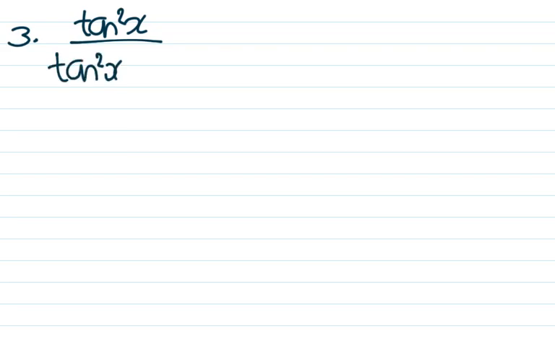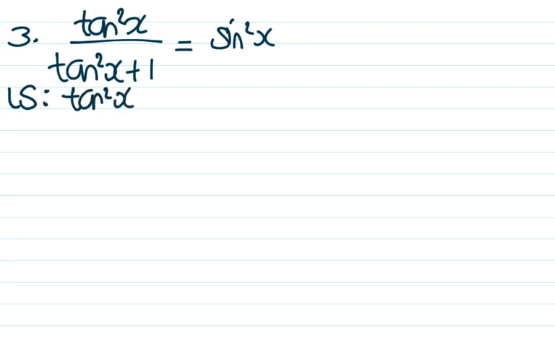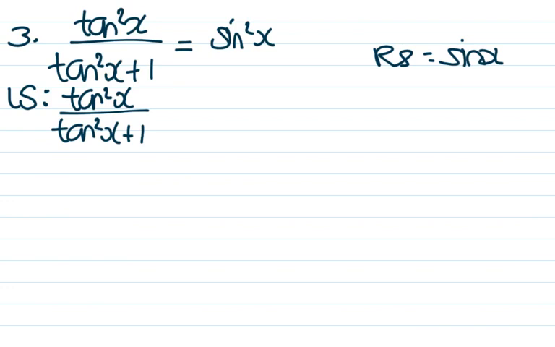Number 3. Prove tan squared x over tan squared x plus 1 equals sine squared x. So the left side is tan squared x over tan squared x plus 1, and the right side is sine squared x.